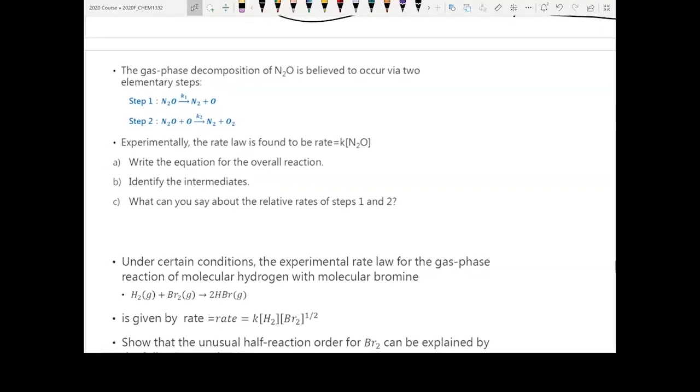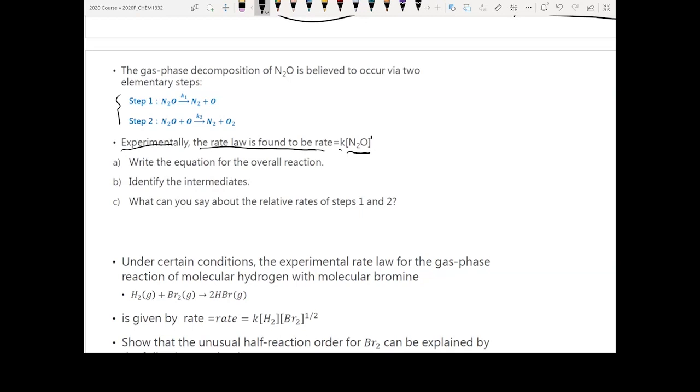So a gas phase decomposition of N2O5 is believed to occur in 2 elementary steps, step number 1 and step number 2. And they say experimentally the rate law is found to be rate equals k times N2O5 to the first power.